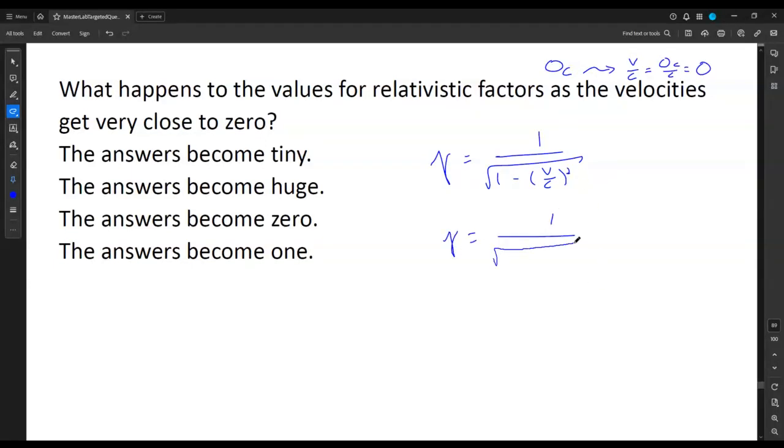We're going to have 1 over the square root of 1 minus 0 squared, right? I guess I'll show the work. 0 squared is 0. 1 minus 0 is still 1, so be careful not to just say it's 0. But 1 minus 0 is 1. Technically, we've got the square root of 1. But yeah, that's 1. And so the whole answer is 1. So if something's not moving, it's not relativistic at all. And so there's no change or dilation or adjustment that needs to be made. So it just becomes 1.